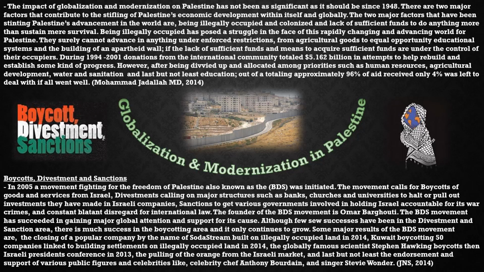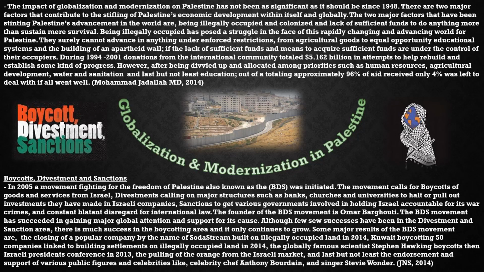Being illegally occupied has posed a struggle in the face of this rapidly changing and advancing world for Palestine. They surely cannot advance in anything under enforced restrictions, from agricultural goods to equal opportunity, educational systems, and the building of an apartheid wall, if the lack of sufficient funds and means to acquire sufficient funds are under the control of their occupiers. During 1994 to 2001, donations from the international community totaled $5.162 billion in attempts to help rebuild and establish some kind of progress.